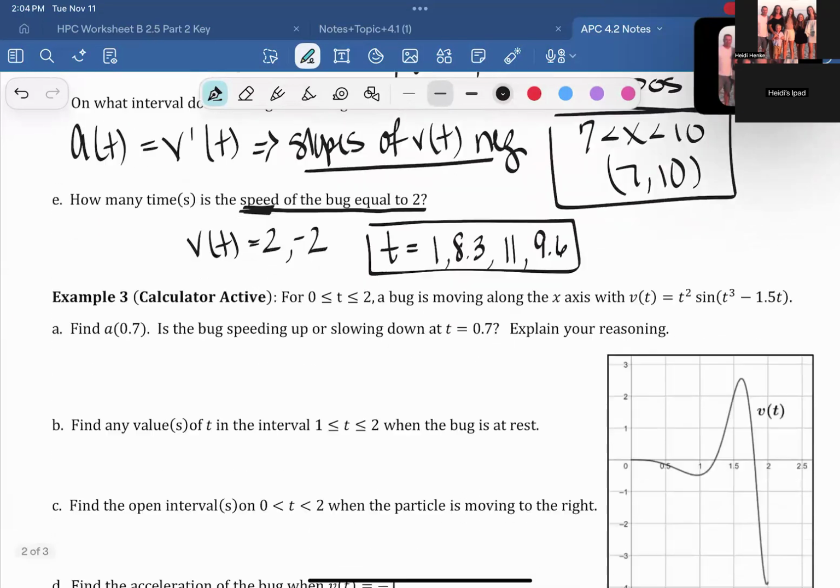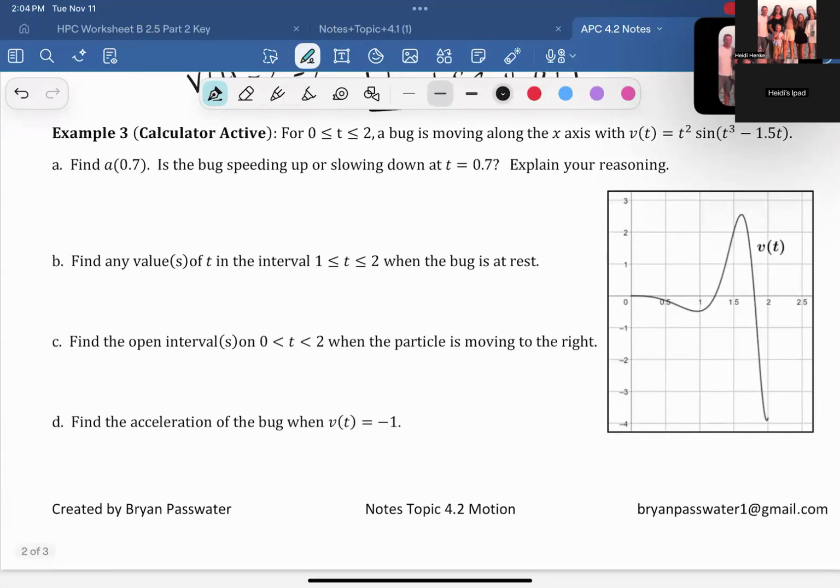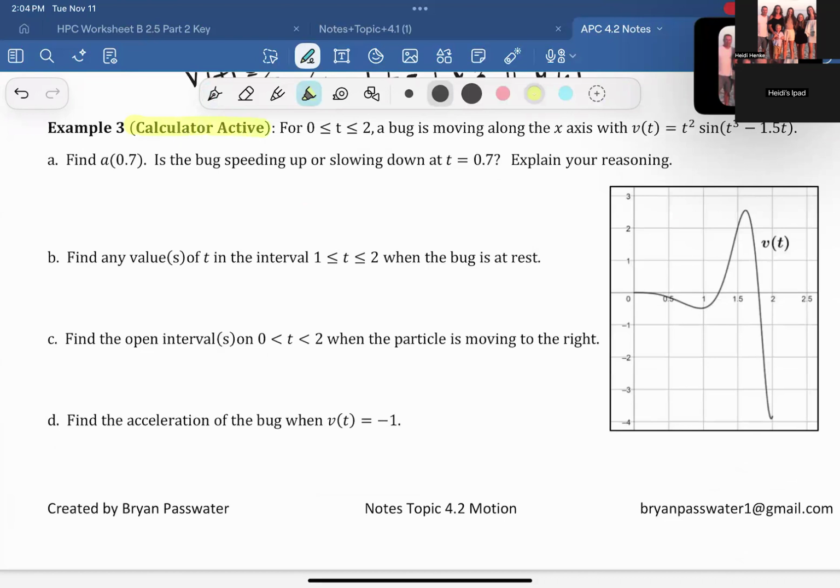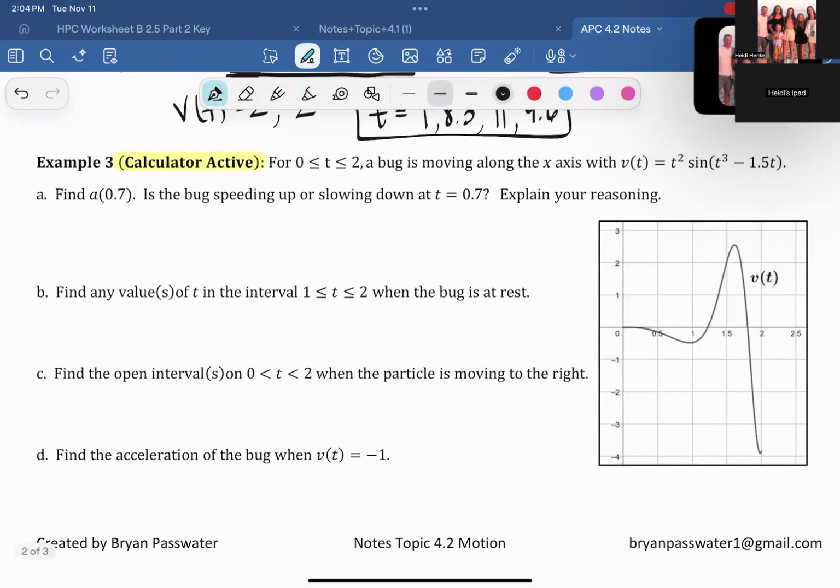All right, example 3. Notice that it is calculator active. That means you're allowed to use your calculator. That means that this gross, yucky equation over here, we don't have to do that derivative by hand. We can do that derivative in our calculator. Great. We can put this graph in our calculator and then use intersect buttons and zero buttons and things of that nature if we need to. The fact that it's calculator means that we don't really have to do anything by hand.